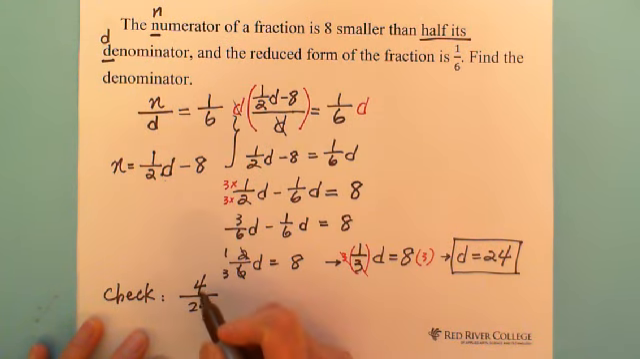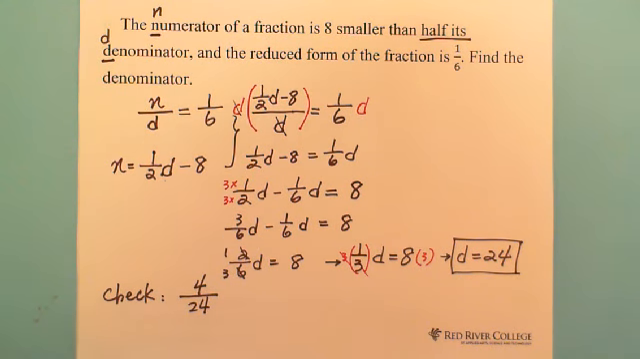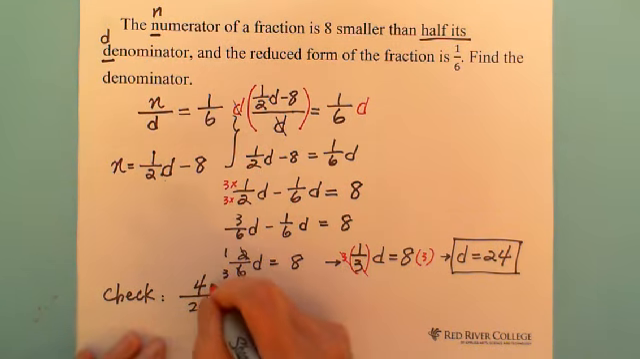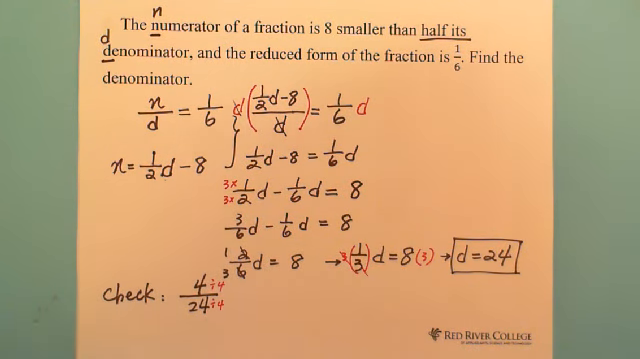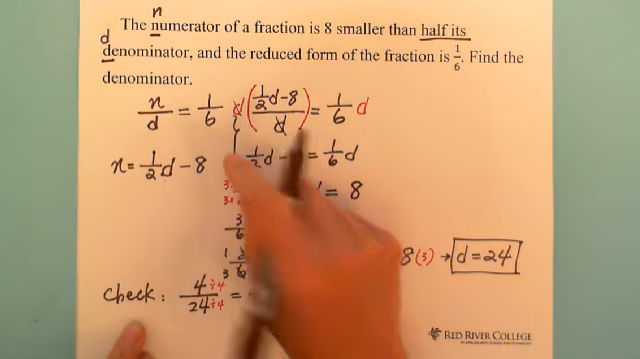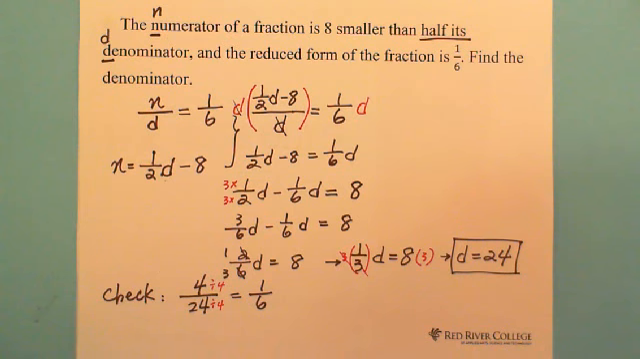For the reduced form, you can reduce 4/24 by dividing the top and the bottom by 4. 4 divided by 4 equals 1, 24 divided by 4 equals 6. So the simplest form is 1 over 6. This is the first method.